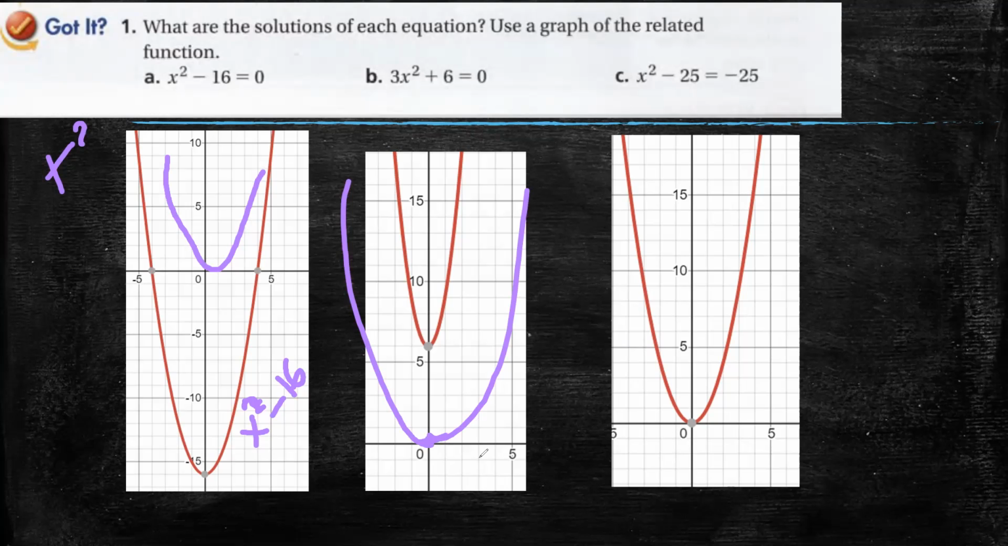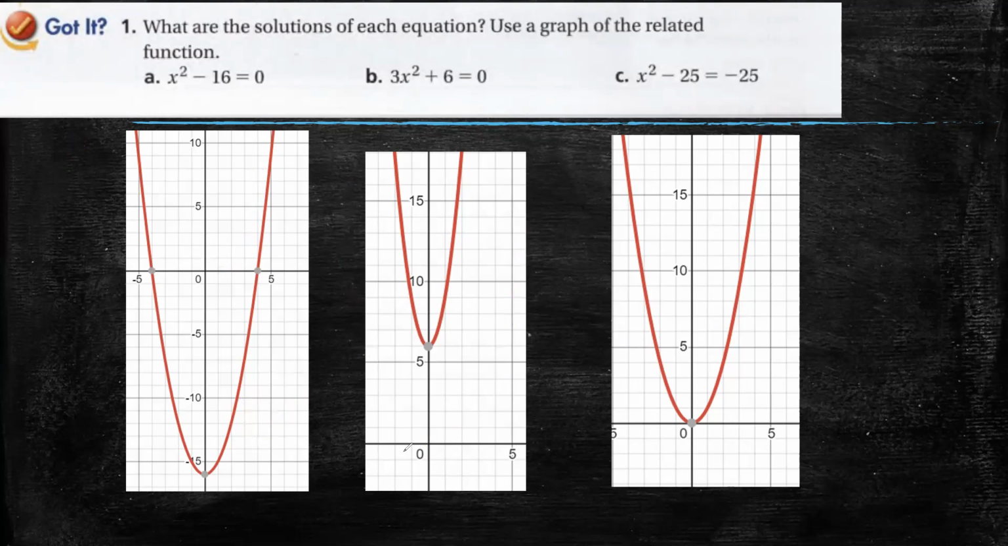Look at the red one here. Is there any point that intercepts with the x-axis? No. I'm talking about the x-axis. Be careful, don't look at the y-axis, only the x-axis. So I will say there's no solution. Here I have 2 solutions. For the last one, how many points intercept with the x-axis? 2. Where? Only 1, at 0.